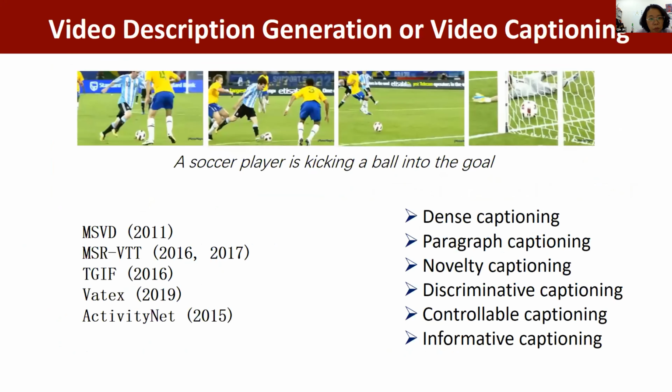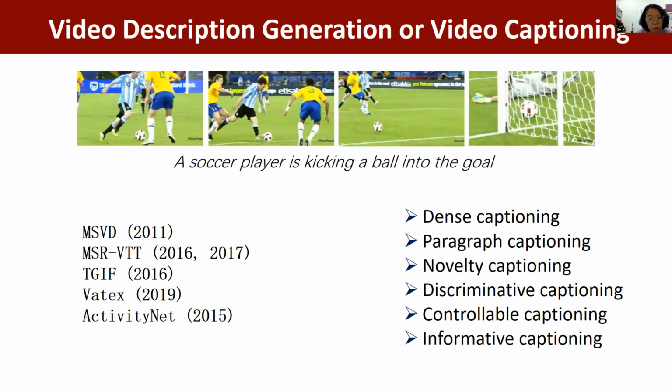And beyond relation detection, video description generation or video captioning can be considered as a further higher level of understanding of the video content. Multiple different data sets have also been collected to support the research on video captioning. And researchers have also focused on different perspectives for video captioning. For example, general one-sentence short video captioning, and dense video captioning or paragraph video captioning.